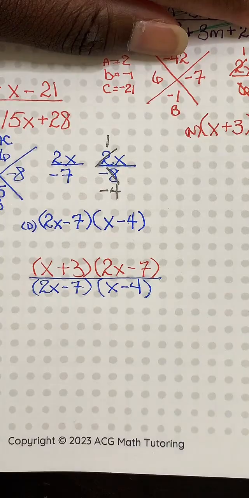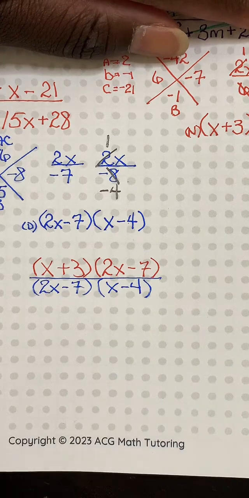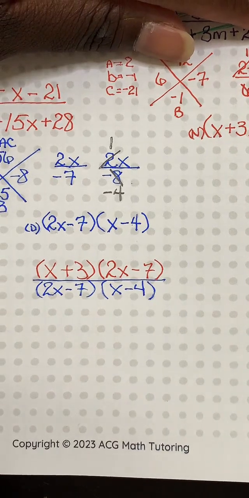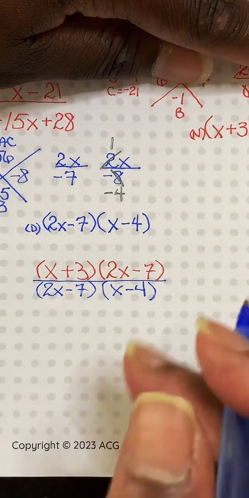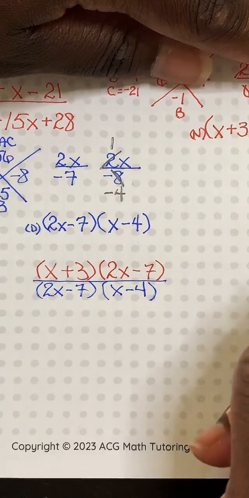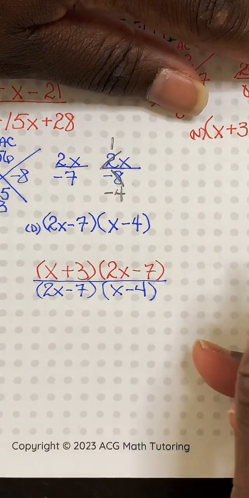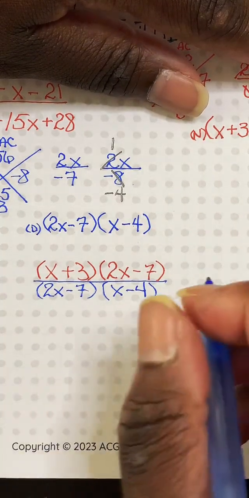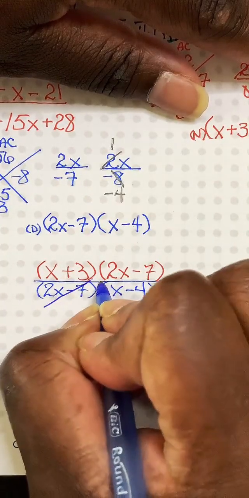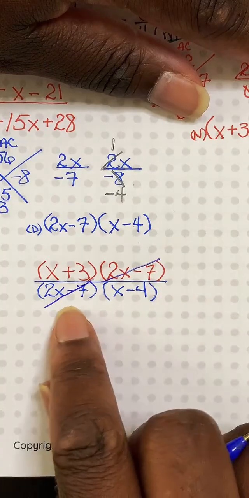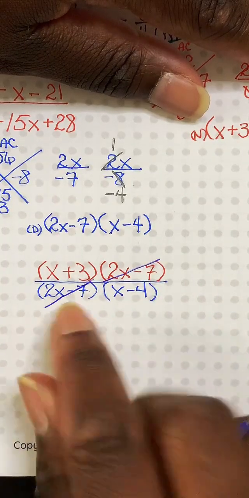Jason's saying we're eliminating. Good. Kim says the 2x minus 7 are the same. We can cancel. Lily said we can cross out. Tina says 2x minus 7. Yes, the 2x minus 7 is in both the numerator and denominator, so we can cancel it. Good job, everyone. Whatever's in the numerator and is also in the denominator can cancel out.